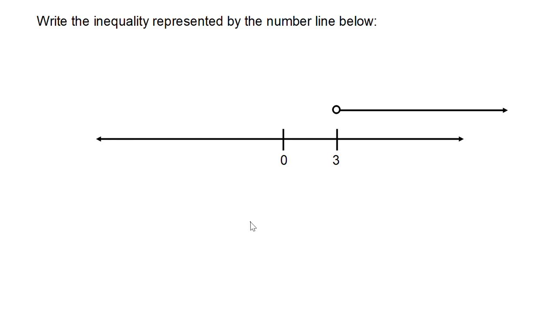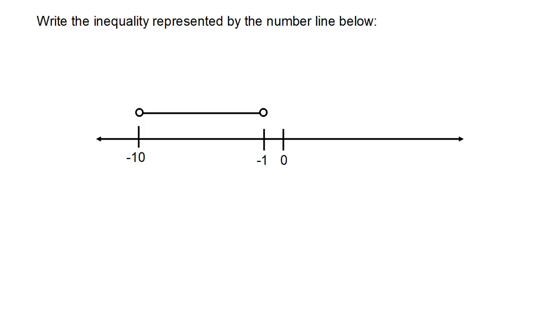Here, we've got an x and a 3, and we know that the numbers that we're looking at are numbers that are larger than 3. So we will just say that x is greater than 3. No equal to because it's an open circle. Okay? And remember that for the greater than, the opening is towards the x.